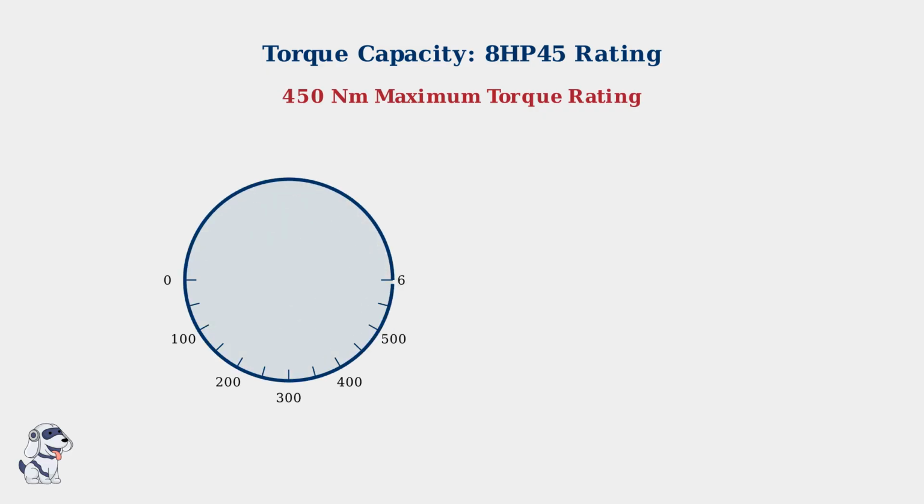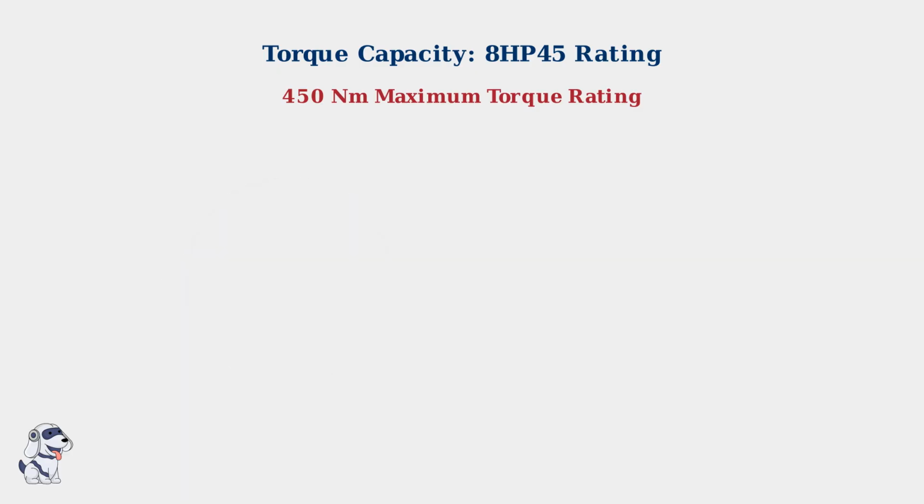The 8HP45 is engineered to handle torque inputs up to 450 Newton meters. This specification represents the maximum rotational force the transmission can reliably process without compromising its internal components. Operating within the safe zone, up to 450 Newton meters, ensures optimal transmission longevity. The green zone represents the engineered safety margin where all components function as designed. Exceeding this torque limit pushes the transmission into the danger zone, where internal components experience stress beyond their design parameters, leading to accelerated wear and potential failure.